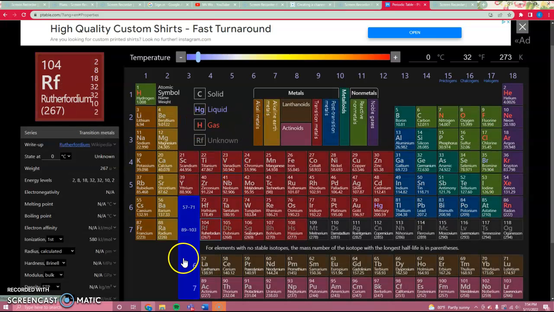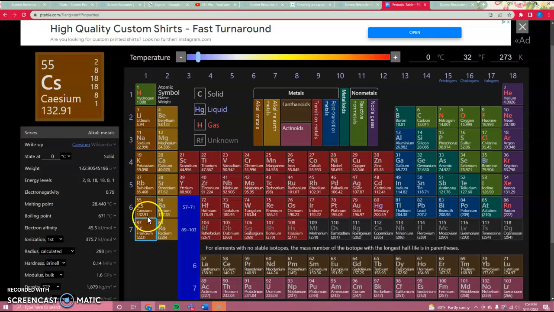That's just my short explanation. And obviously, as we start adding more and more protons, neutrons, and electrons, the atoms are getting bigger the farther you go down.